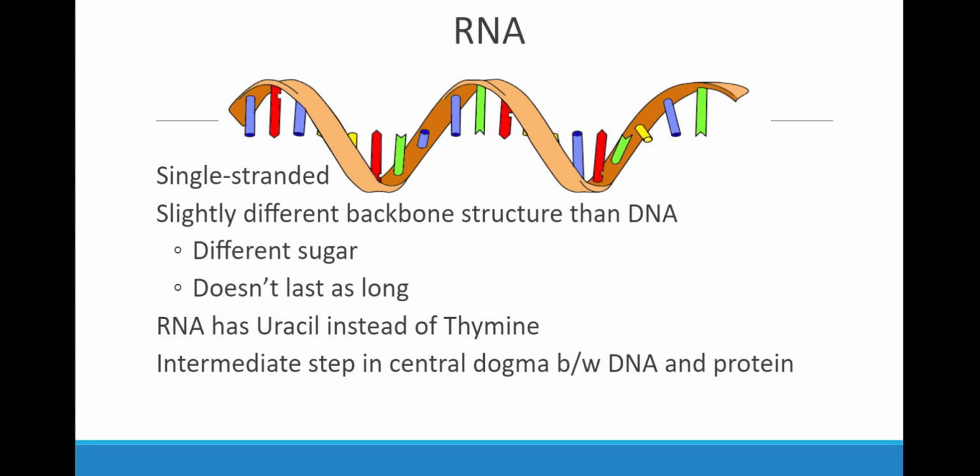Furthermore, RNA has a different backbone structure than DNA. It has a different sugar that breaks down much more quickly. Lastly, RNA contains the base uracil instead of the base thymine. So in RNA, instead of A pairing with T, A pairs with U. So you can remember apple under.